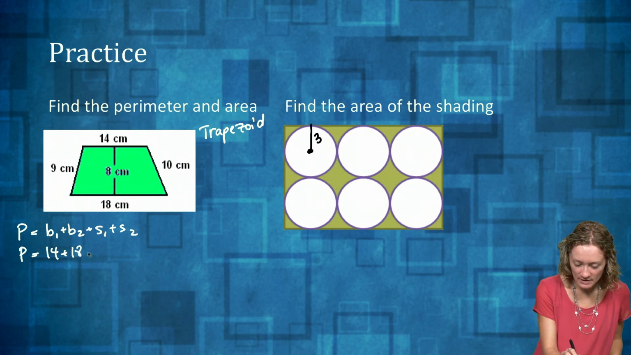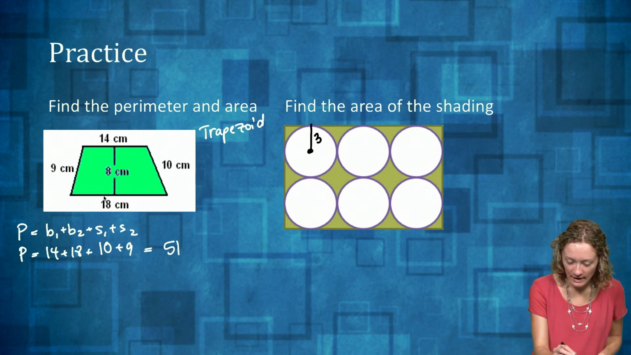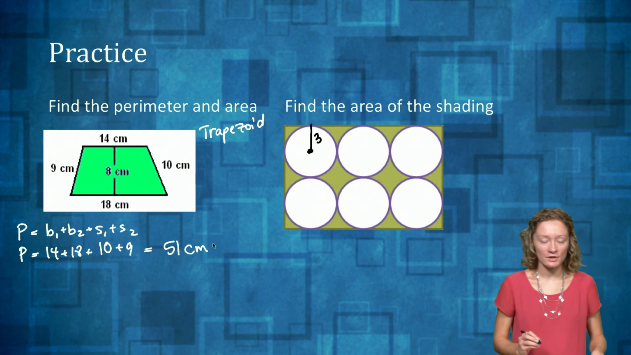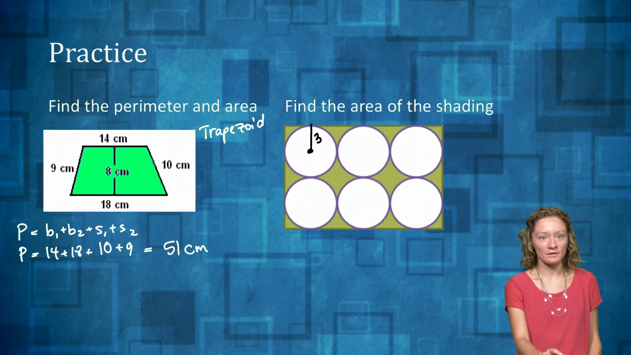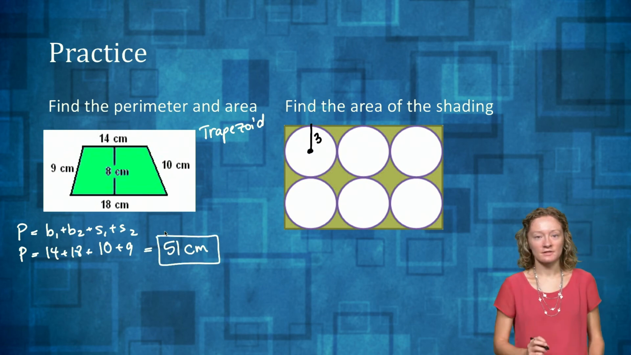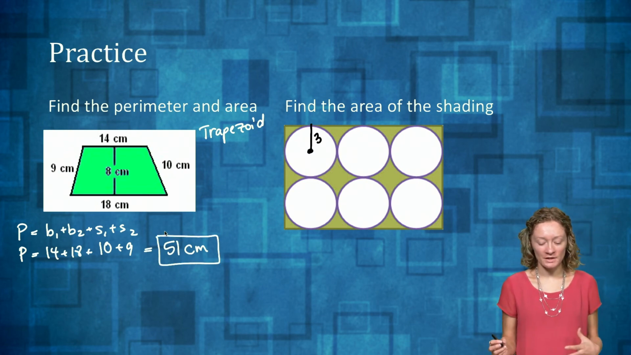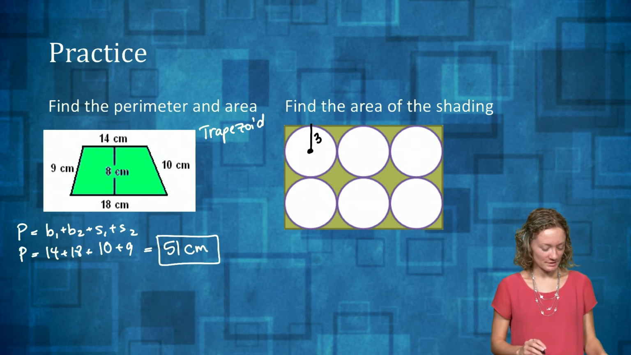14 plus 18 plus 10 plus 9 gives us 51. And these are centimeters, regular centimeters since it's perimeter. It would take 51 centimeters of string to go around the outside of this shape. If you didn't write centimeters on anything that would have been turned in, you'd lose a point. Just having 51 is not the full correct answer.